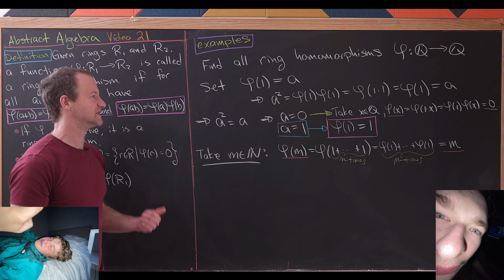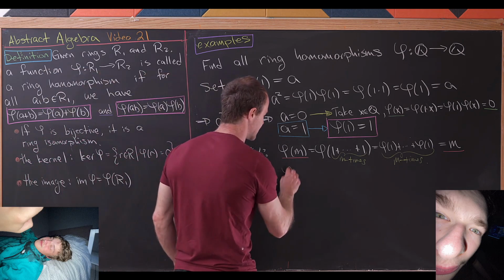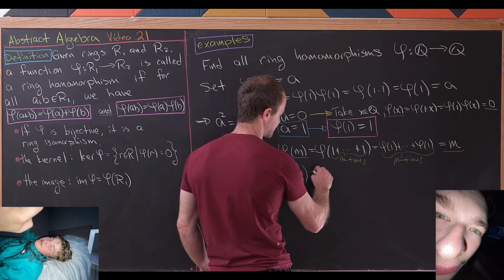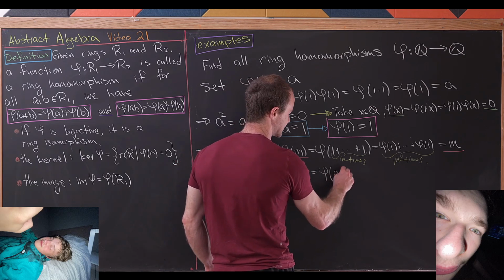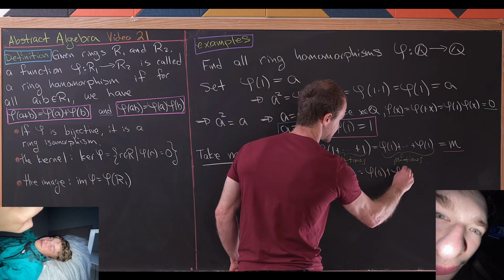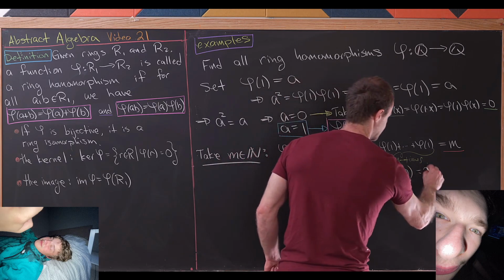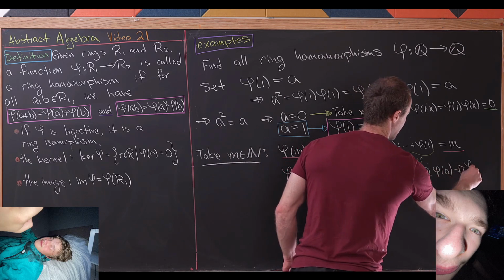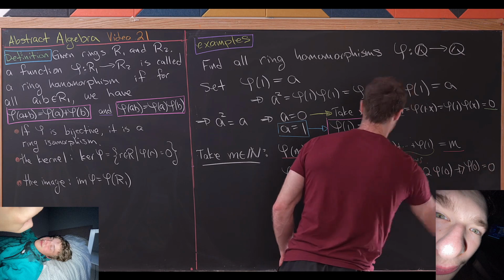Okay, well, what about 0? Well, we know that the additive identity has to go to itself. And we can check that just by looking at phi of 0, which is the same thing as phi of 0 plus 0, which is phi of 0 plus phi of 0, which is 2 times phi of 0, from which it follows very quickly that phi of 0 is 0.